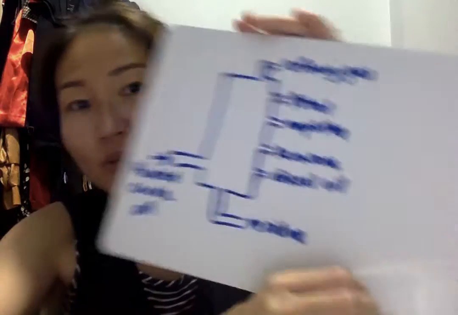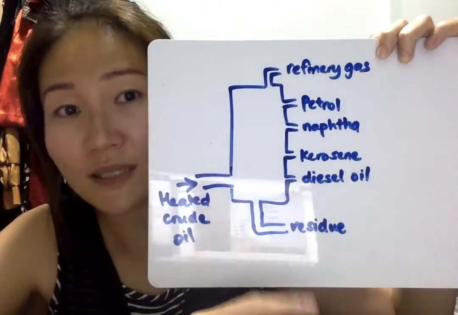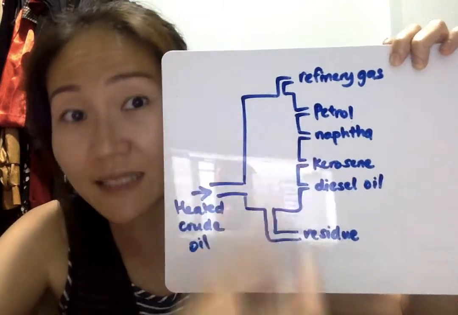Petroleum or crude oil is a complex liquid mixture which comprises many different hydrocarbons that have to be separated in order to be used. Now, this separation process is called fractional distillation, where the mixture is heated and the fractions are separated based on their different boiling point ranges. I have a diagram here that shows how these different fractions are obtained from the fractionating tower.